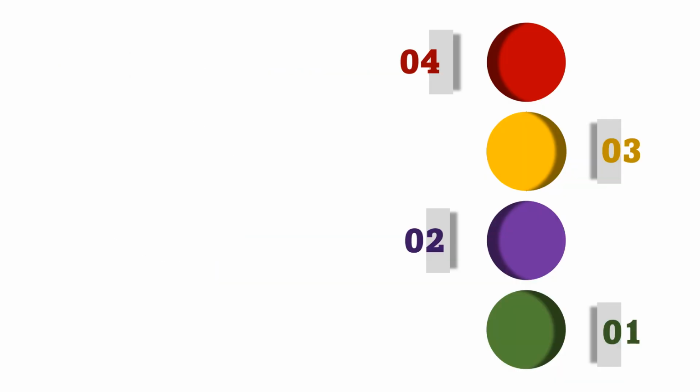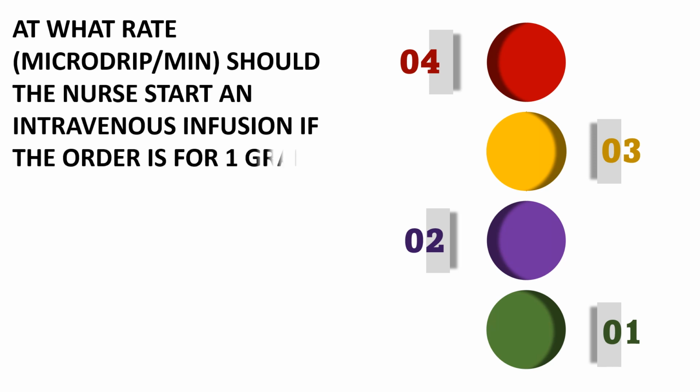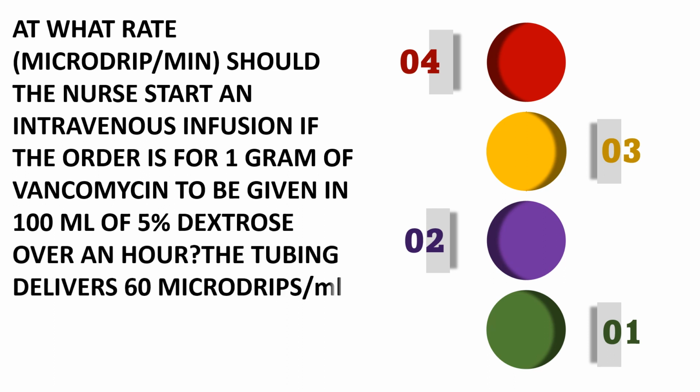Question number 5. At what rate should the nurse start an intravenous infusion if the order is for 1 gram of vancomycin to be given in 100 ml of 5% dextrose over an hour? The tubing delivers 60 microdrips per ml.